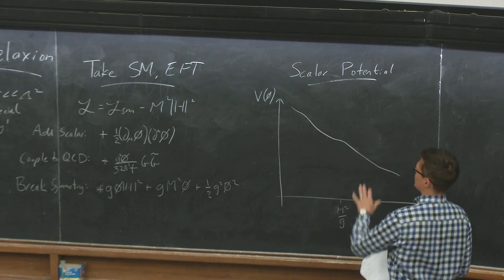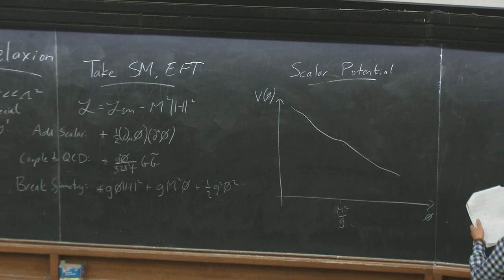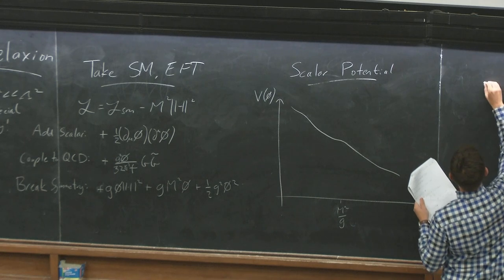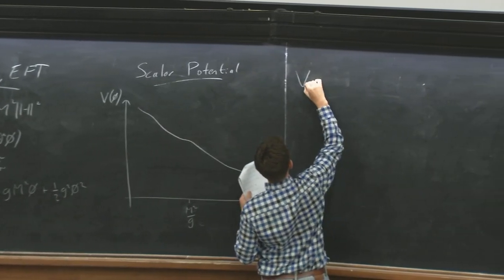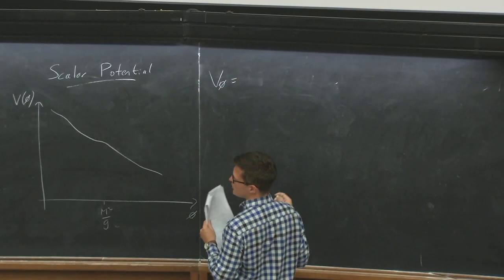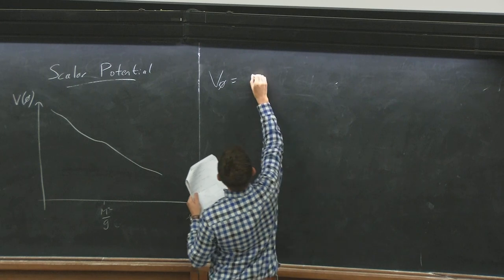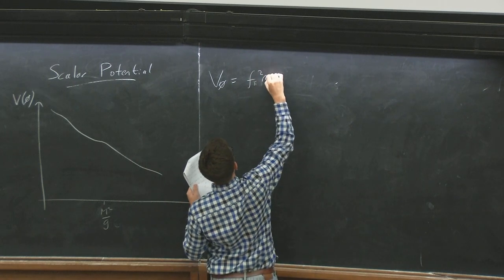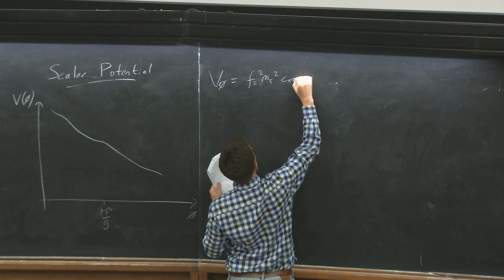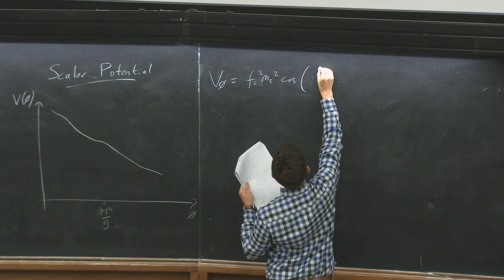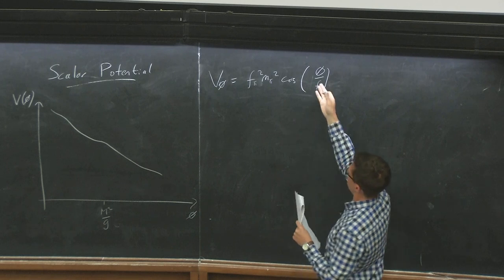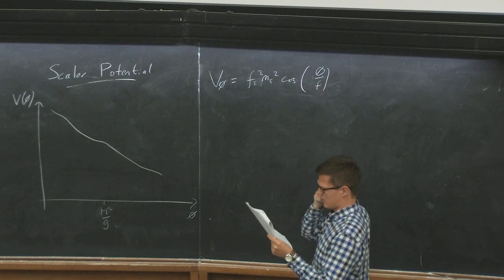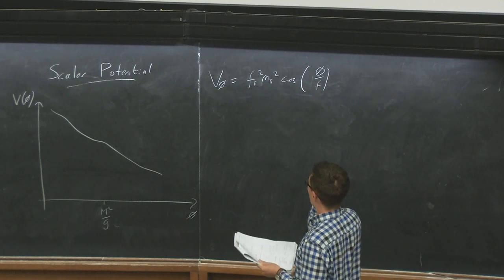So what happens to the scalar potential for phi? That calculation we did earlier, we found out that the scalar potential for phi goes like this. It was just the bit from QCD scaling like f pi squared m pi squared cosine of phi over f. I've just absorbed the background QCD angle into a shift of phi, so I've just shifted this whole thing to set that to zero, which is fine.